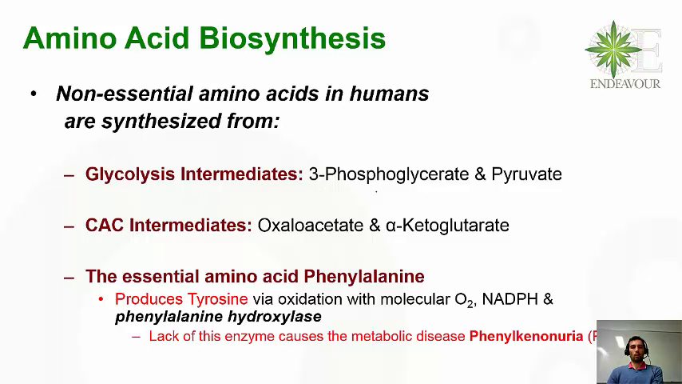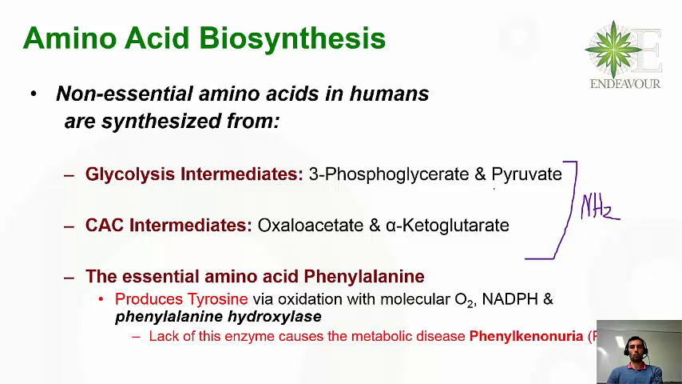So 3-phosphoglycerate and pyruvate, which are used in glycolysis. So phosphoglycerate is an intermediate in glycolysis and pyruvate is the ultimate product. Whereas citric acid cycle intermediates, oxaloacetate and alpha-ketoglutarate can also be turned into amino acids by accepting NH2 groups. So all of these become amino acids in transamination reactions where they are accepting an NH2 group.